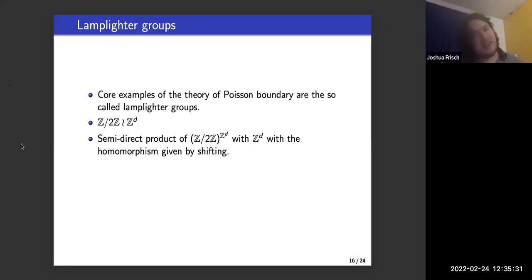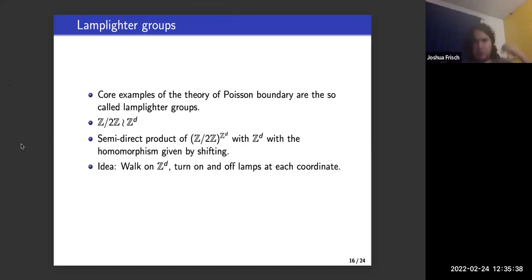But nobody thinks about it this way, right? Well, I guess some group theorists do. But the way we all think about it is much more visual, much more pictorial, which is you just imagine, let's let d equal 2 for right now. We imagine our walker just walking on two-dimensional space, turning on and turning off lamps, right? So basically, we're in a two-dimensional plane of lamps.